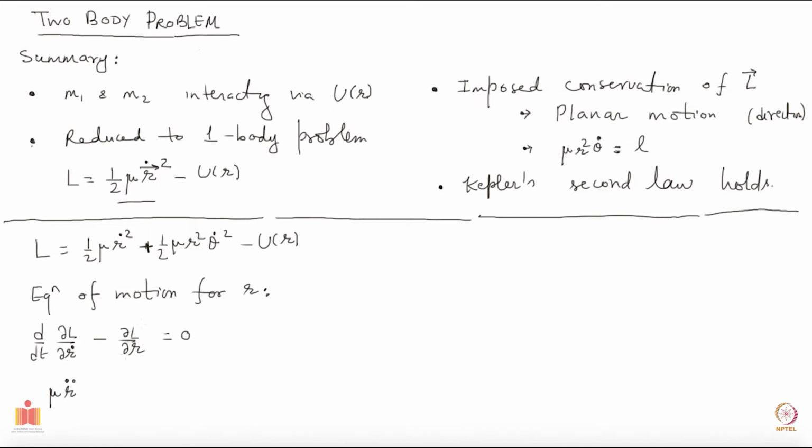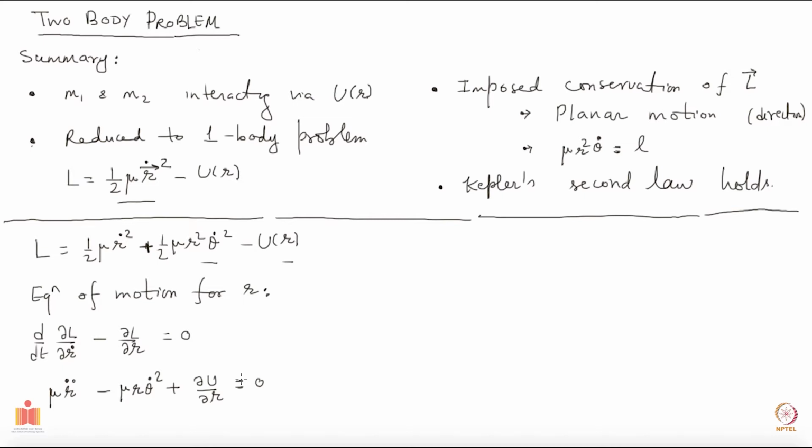Then you have del L over del r, and both these two terms have r dependence. So you have a minus which brings a minus here. r, because it's square, gives a 2, which cancels. You have mu r theta dot square. Then the minus sign will cancel this minus sign, and you'll get a derivative of u. I can write du over dr instead of the partial derivative as well, because u depends only on r. So there is no distinction between a partial derivative and a total derivative here.